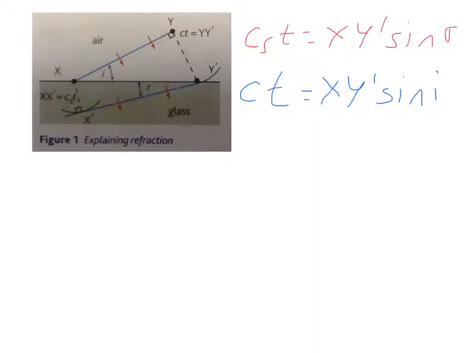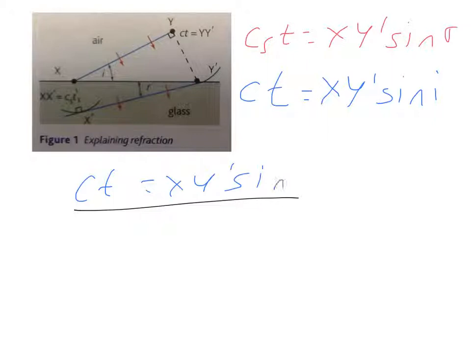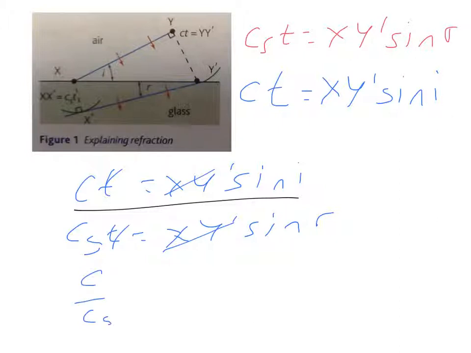Now I want to combine both these equations. I find the easiest way to do that is to divide one by the other. So I'm going to put one divide sign in there, and we're going to have the blue one on the top. So ct equals x y prime sine i, dividing that by cs t equalling x y prime sine r. You can see that the times will cancel, and we're left with the equation that c over cs equals sine i over sine r. So now we're going to use this equation moving forward onto the next slide.